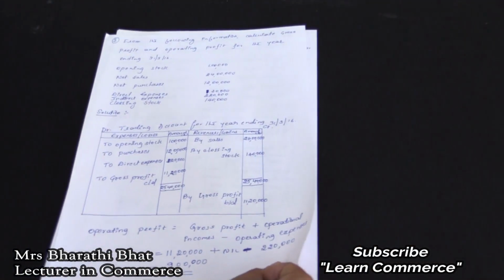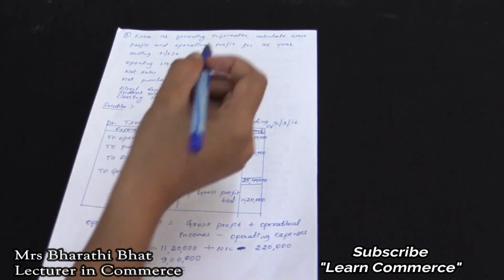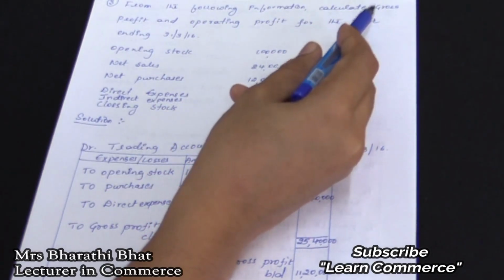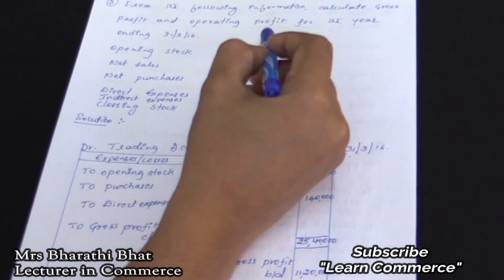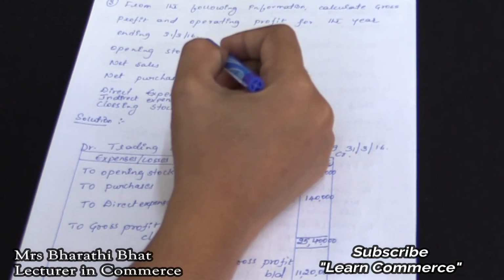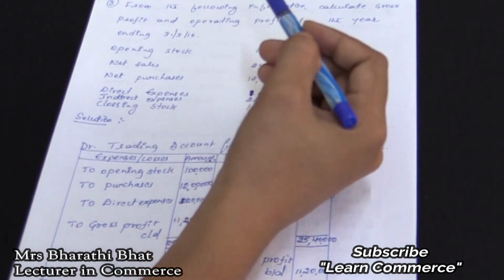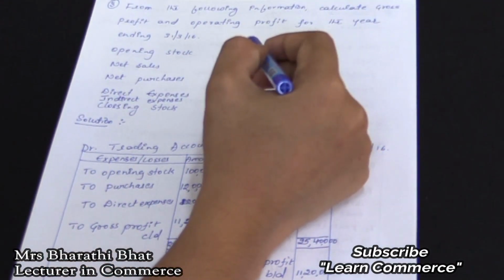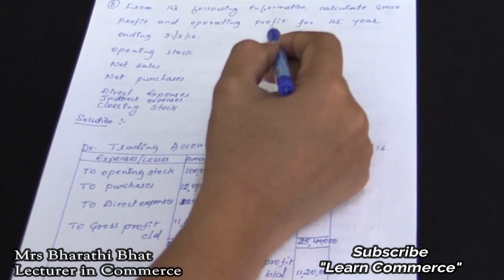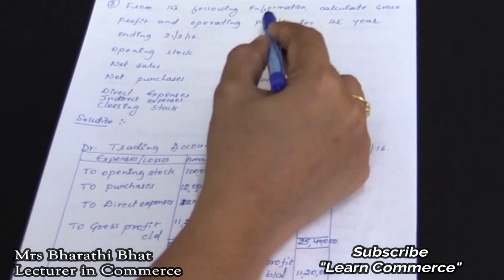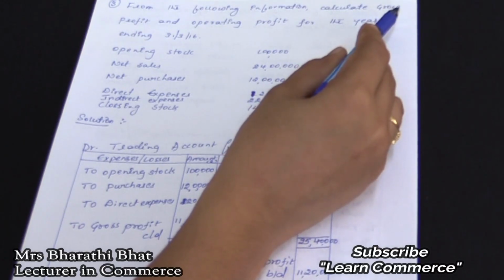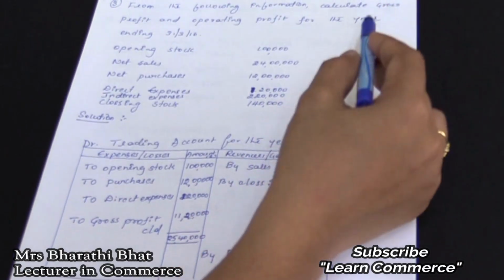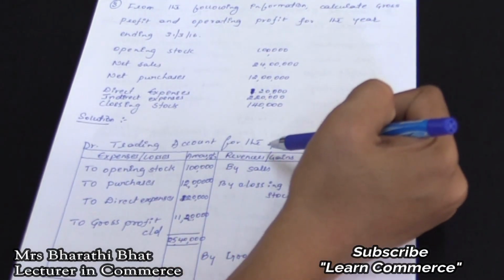Let's move to solve one more illustration. The question is like this: from the following information, calculate gross profit and operating profit for the year ending 31st March 2016. Here we need to do two different things. One is to find out gross profit, another is to find out operating profit. To calculate operating profit, we need the gross profit amount. So how can we calculate gross profit? Gross profit can be calculated by preparing a trading account.